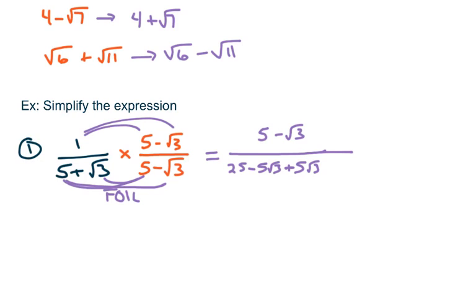And then lastly, we have the last terms: positive square root of 3 times negative square root of 3. Positive times negative is a negative. Square root of 3 times the square root of 3 is the square root of 9. And then we'll try to clean this up. What I hope you notice is that these middle two terms right here, this negative 5 square root of 3 and positive 5 square root of 3, they are opposites.